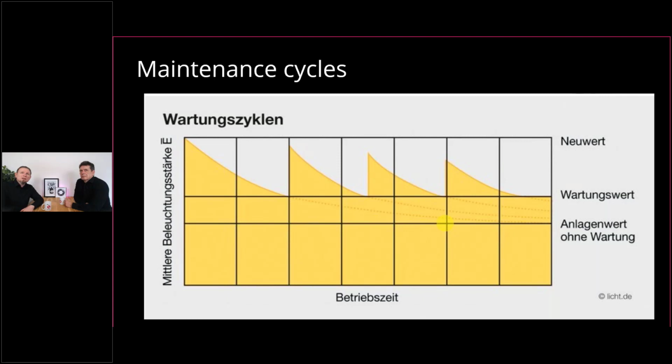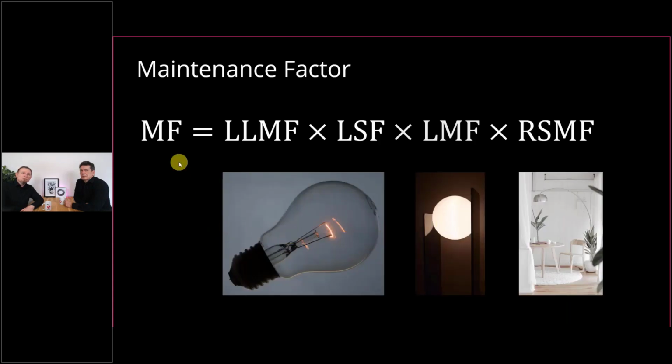Okay, so the next slide shows you the formula. There's one formula which allows us to calculate this. Here we have the maintenance factor, and this equals the lamp lumen maintenance factor. So this is about lumen output. The lumen output will drop after a certain time. This is the degradation of the output in lumens of the lamp, or of the luminaire in the end, if you have an LED luminaire.